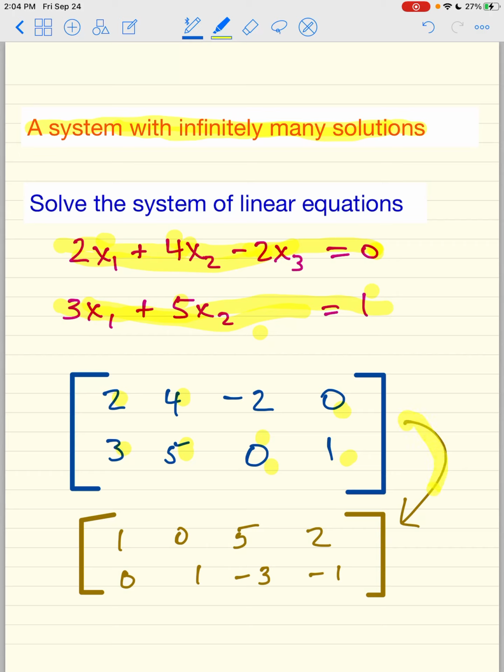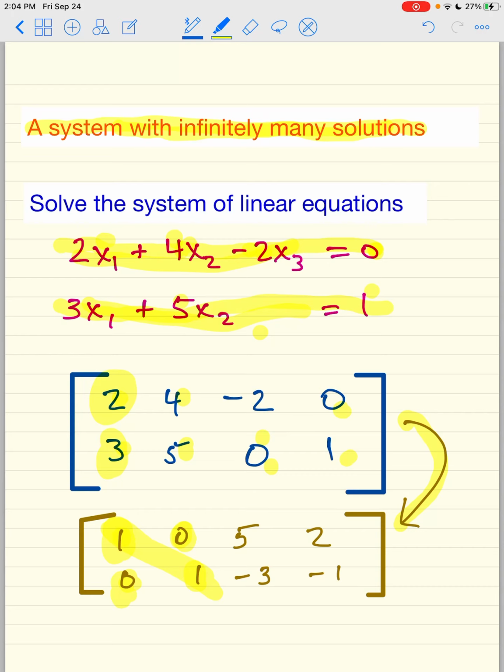I did my row reduction. You can pause the video. Remember, our goal is to make this one, which I did, and make this zero, which I did. And actually, this is not only row echelon, this is reduced row echelon because I have a 0 above and below, and here's my main diagonal, okay?